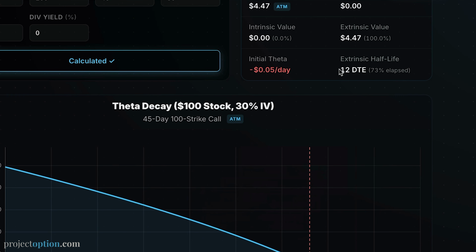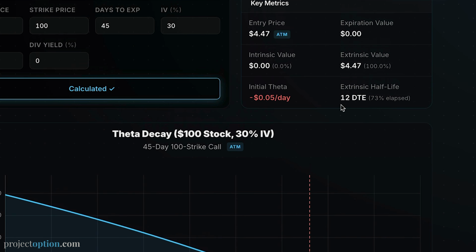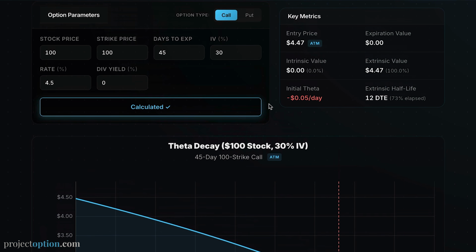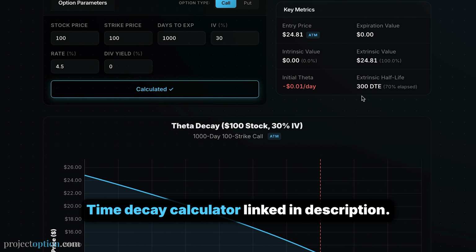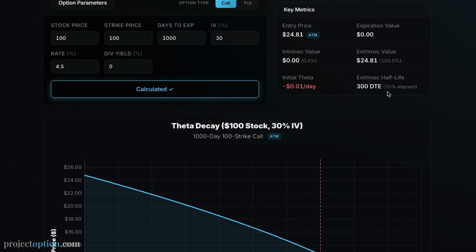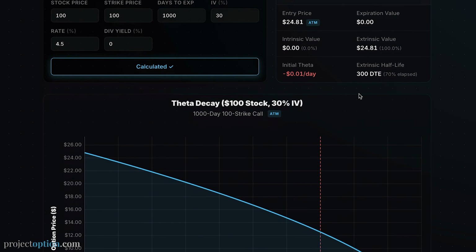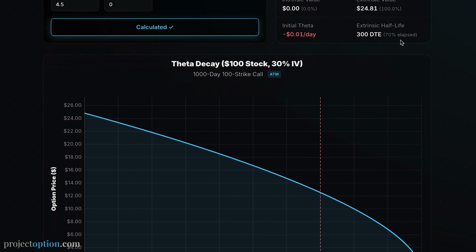We also have this metric up here, which says 73% elapsed. And this tells us that after 73% of the starting days to expiration, the option has lost half of its extrinsic value. But what is this metric for a longer term option? Let's change the days to expiration to 1,000, keep it nice and clean, and hit calculate decay. And now we can see that the extrinsic value half-life for this 1,000-day call option is 70% elapsed. This option is estimated to lose 50% of its extrinsic value after 70% of the time.